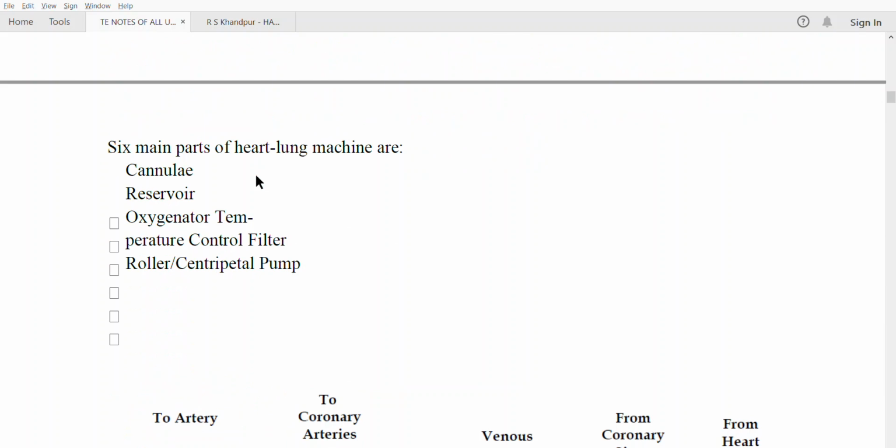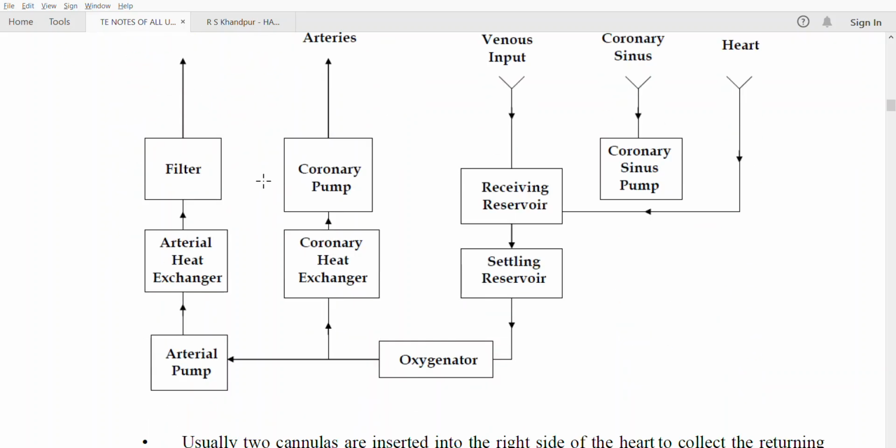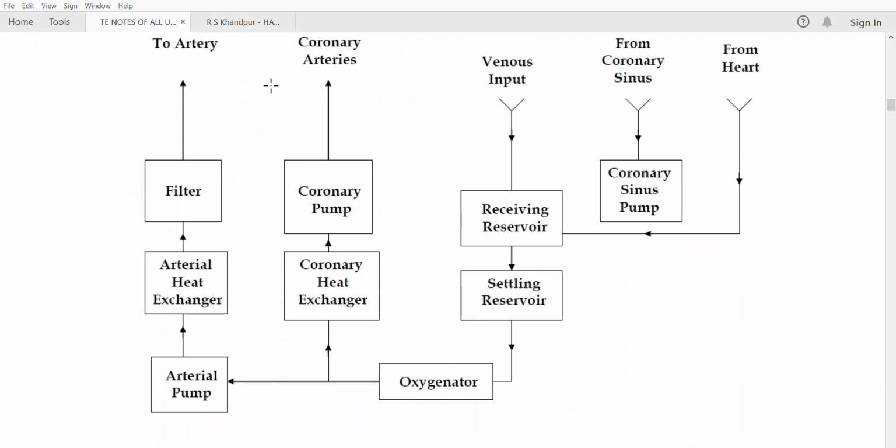The main parts of the heart lung machine are cannulae, reservoir, oxygenator, temperature control, filter, and roller or centrifugal pump. If you look at the artery side, there are the filters, arterial heat exchanger, and arterial pump. From the heart you take the blood, and from the coronary sinus there is also a coronary sinus pump. This impure blood goes into the receiving reservoir, the venous input and settling reservoir, which receives all accumulated inputs from the coronary sinus and the heart.